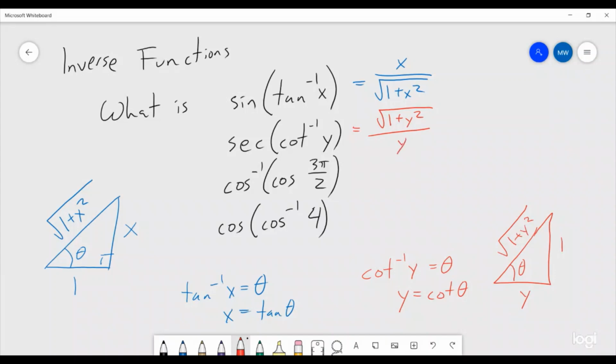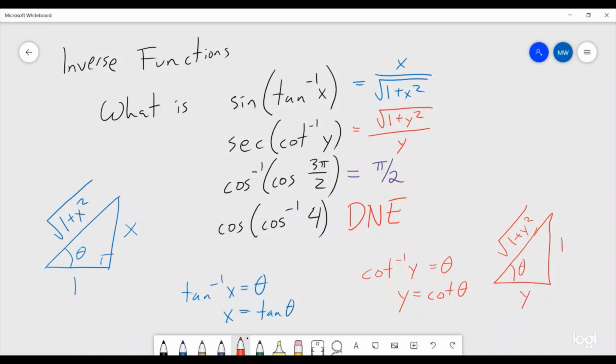Okay, so what's cosine inverse of cosine of 3 pi halves? We might think we can just cancel those and be left with 3 pi halves, but that's not the case. Remember that the outputs of inverse cosine are always between 0 and pi, so this is actually pi halves. And the other one, inverse cosine of 4, is asking what angle gives an output of 4 from cosine? No such angle exists, so this last one does not exist. So pay attention to these inverse functions and be careful with these. If you didn't understand any of these, go back and check this section in your book.